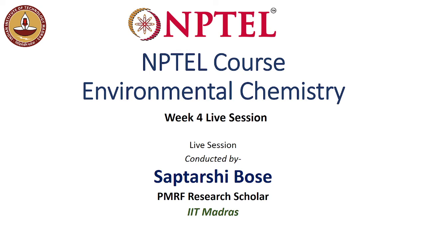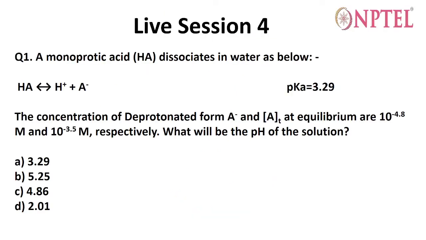So let's start. The first question we will try to solve is related to a monoprotic acid that dissociates in water. As we know, suppose the monoprotic acid is HA, then it is getting dissociated into H plus and A minus ion, and we know the pKa value, that is nothing but 3.29.